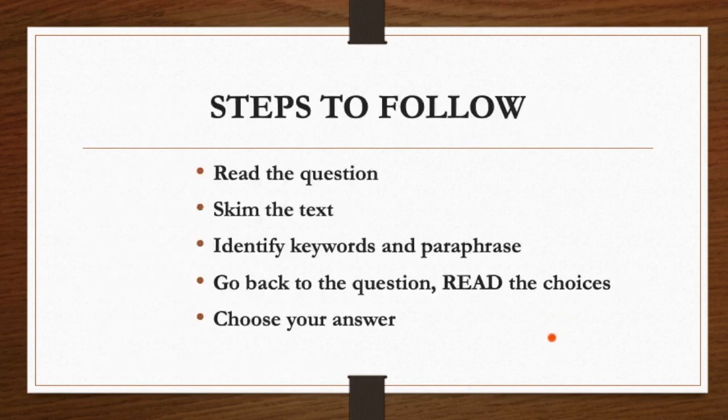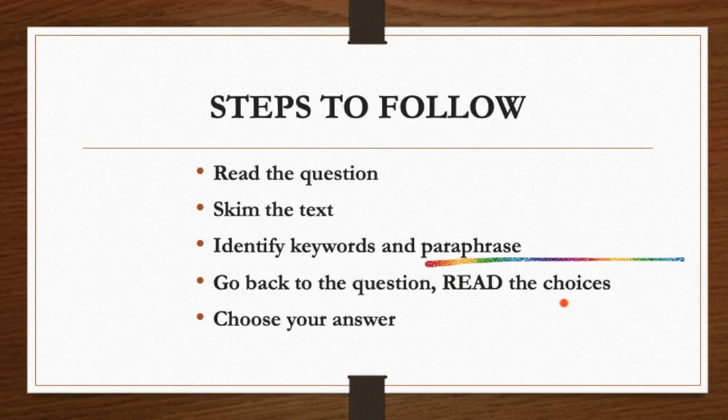Now, which steps should you follow to master your multiple choice questions? The first thing is you read the question carefully. The second thing is you skim the text to get the general idea of the content. Then you underline or identify any keywords in the question and think about the synonyms that might appear in the text. So what you're doing is basically paraphrasing. Then read the choices, underline the keywords, think about the difference in the meaning, what we just discussed, and then try and predict the answer.